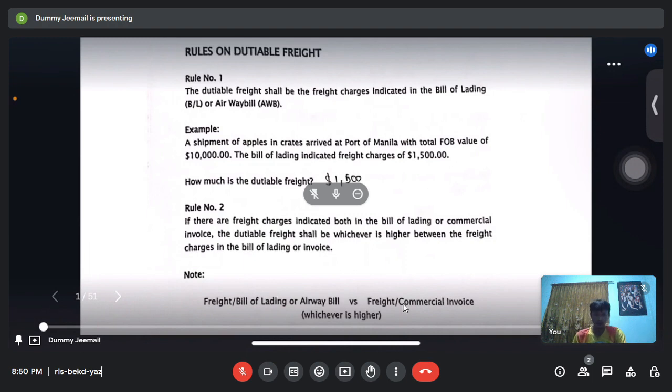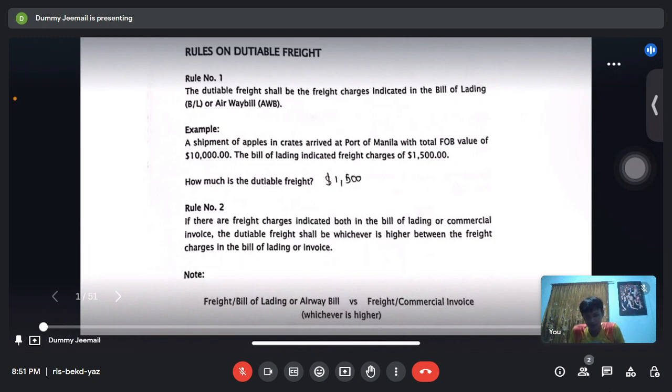This time I will be discussing rules on dutiable freight and also on dutiable insurance. So first, let us start with rules on dutiable freight and how to solve it.